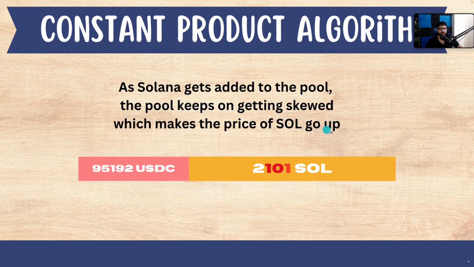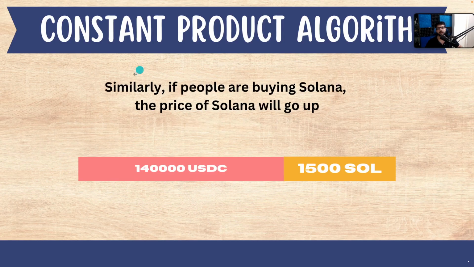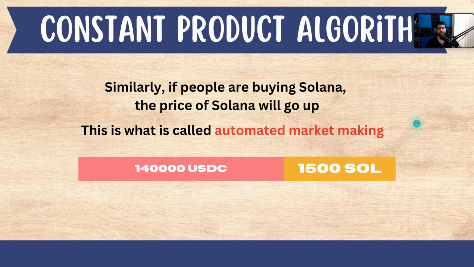That's exactly what's happening. This is wrong. It should say go down over here. Similarly, if people are buying Solana, the price of Solana will go up. This is right. This is what is called automated market making. You don't need fancy people to make trades all day and algorithms and bots to run. Automated market making.